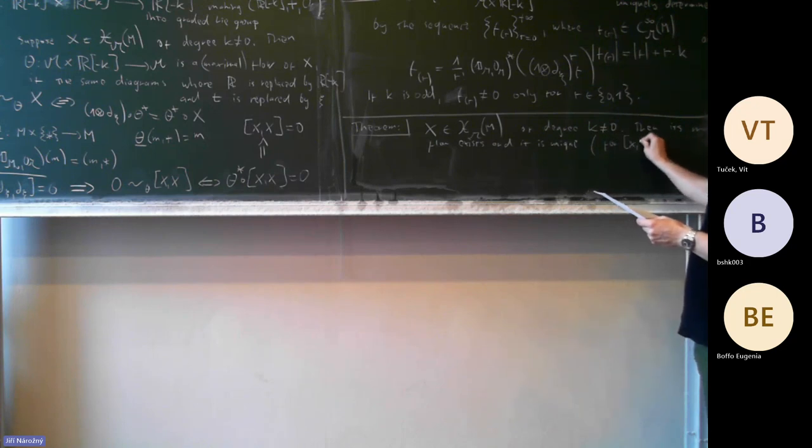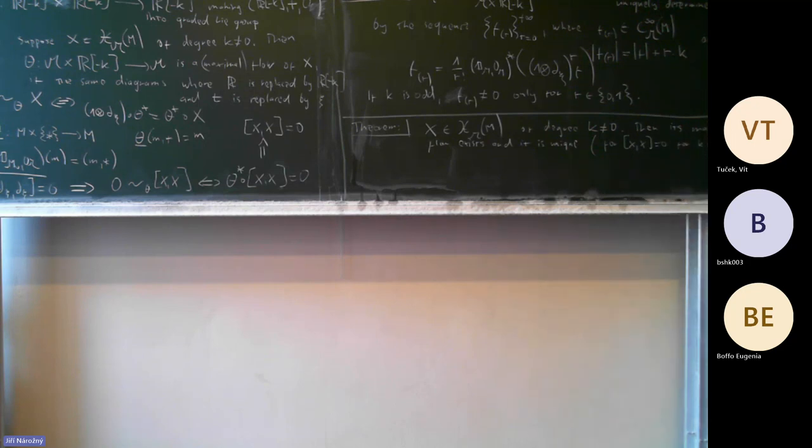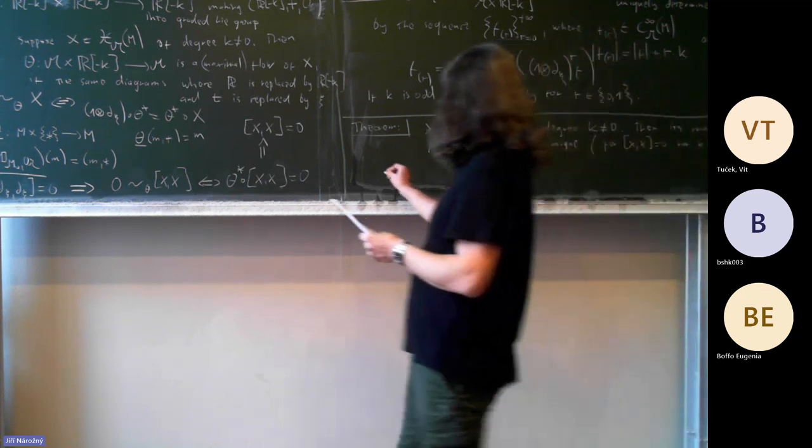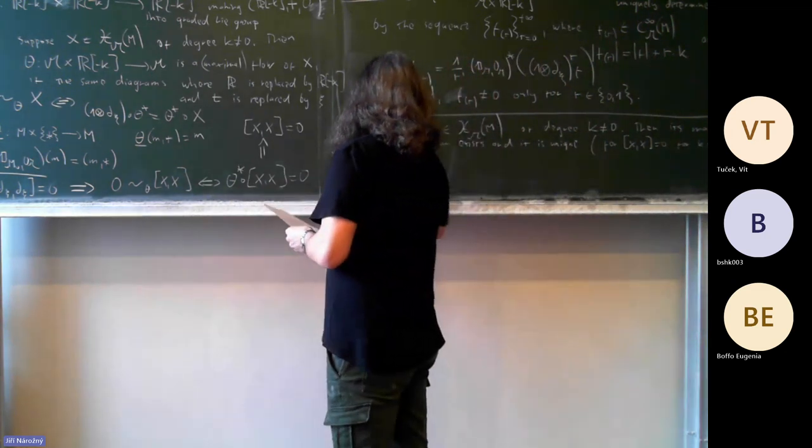I have to assume that x is zero for k odd. Otherwise, can you do that? And how does one prove this?